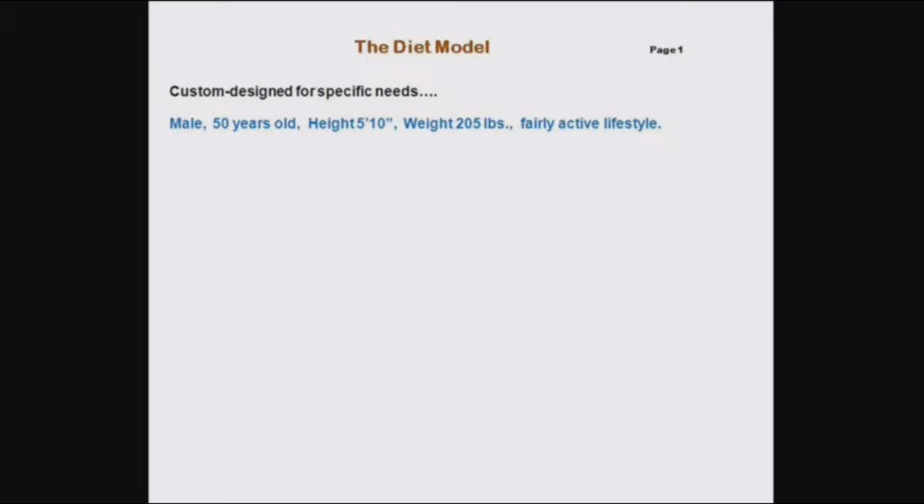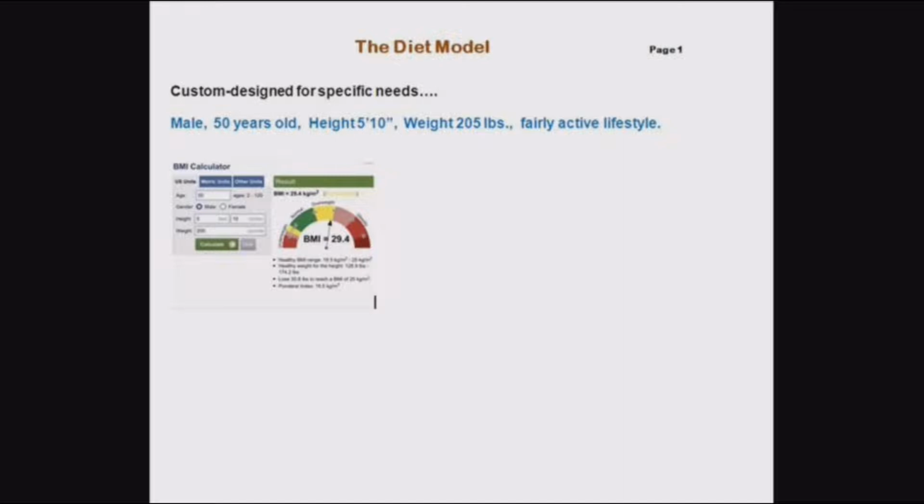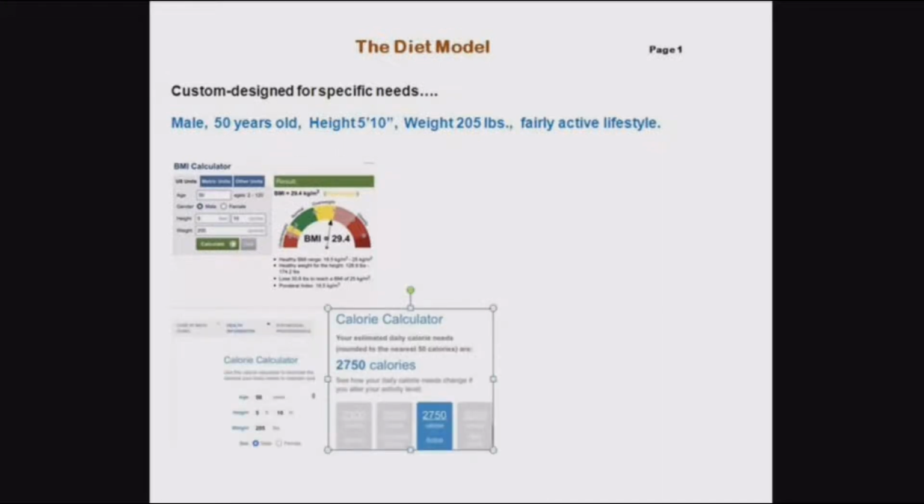Let's consider the case of a 50-year-old male, 5'10" tall and weighing 205 pounds, leading a lifestyle that includes at least 30 minutes of moderate activity most days of the week. The BMI, Body Mass Index, calculator says he is overweight and should lose over 30 pounds. The Mayo Clinic estimates that he burns 2,750 calories a day to maintain his lifestyle at this time. After losing 30 pounds, he would need to burn 2,450 calories per day thereafter.